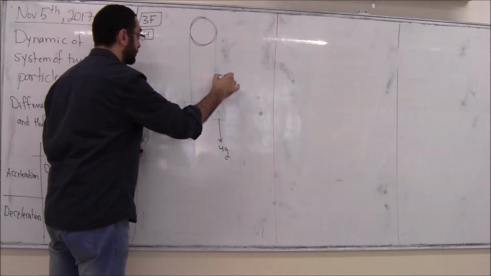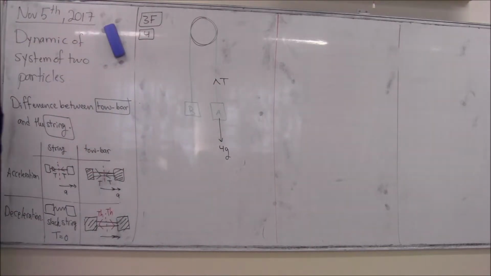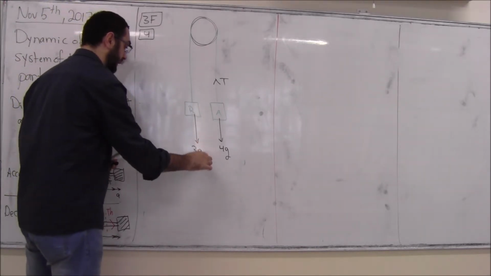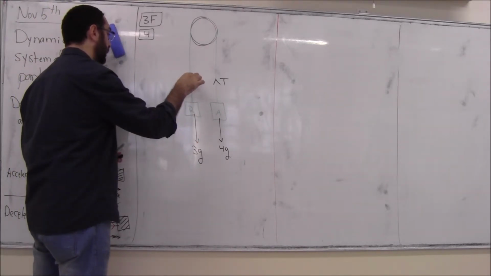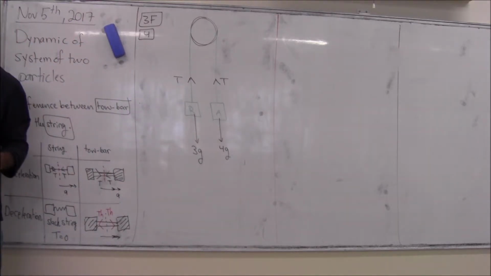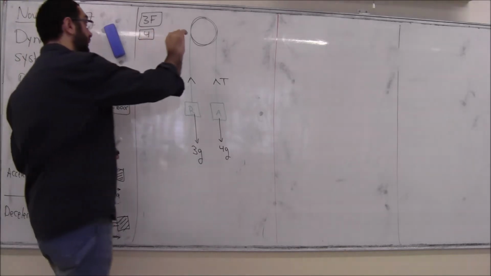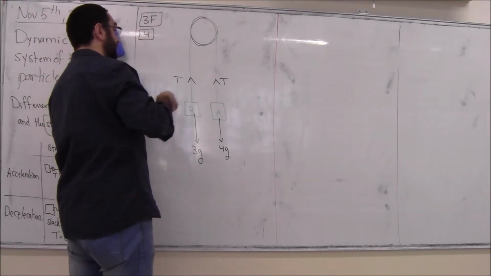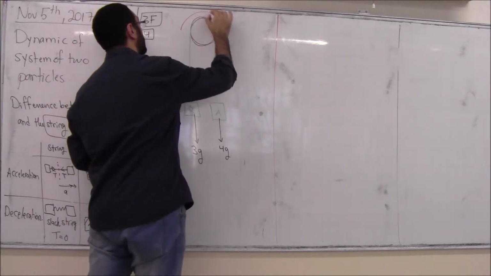The tension is always towards the pulley. Look at B: 3G downward, right? And also the tension will be towards the pulley. Okay, fine? Where is the direction of motion? Towards the pulley. Yes, excellent. We observe this, right?